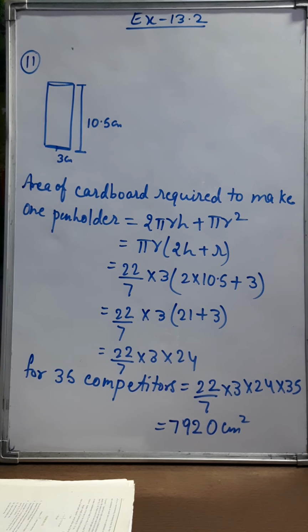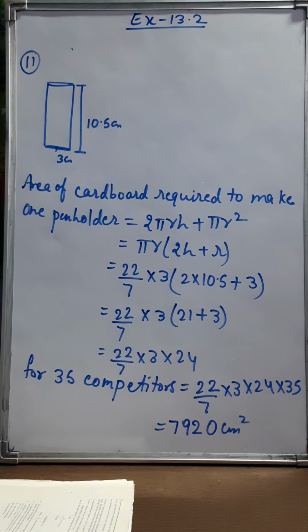Now students, question number 11 says, the students of a Vidyalaya were asked to participate in a competition for making decorative pen holders in the shape of cylinder with a base using cardboard. Each pen holder was of radius 3 cm and height 10.5 cm. The Vidyalaya was to supply the competitors with cardboard. If there were 35 competitors, how much cardboard was required to be bought for the competition? So see, if 35 competitors are there, definitely 35 pen holders will be made.